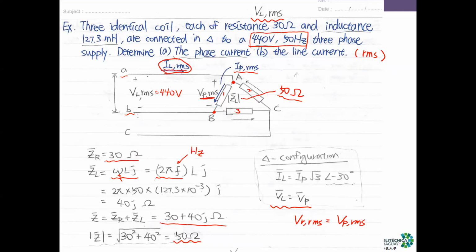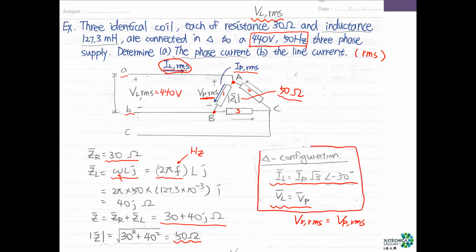through the line. And last week, we proved that for a delta configuration, its line current and phase current have this relationship. So we have this, the phasor of line current equals the phasor of phase current multiplied by square root of 3 and minus 30-degree phase angle. Because we just talked about it last week, in the exam, I will give you this.